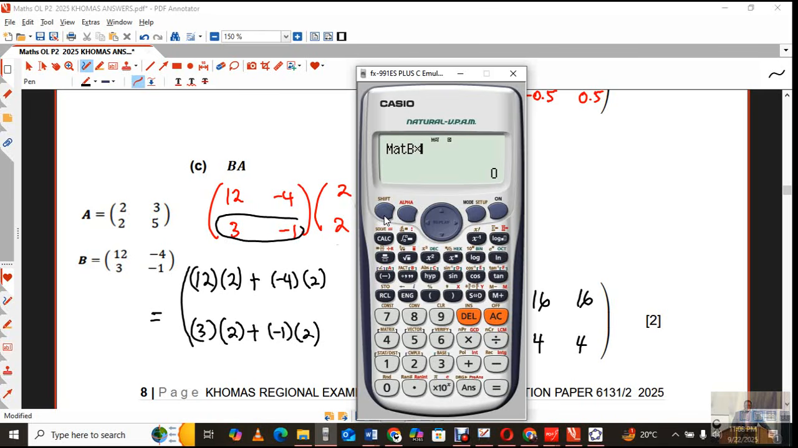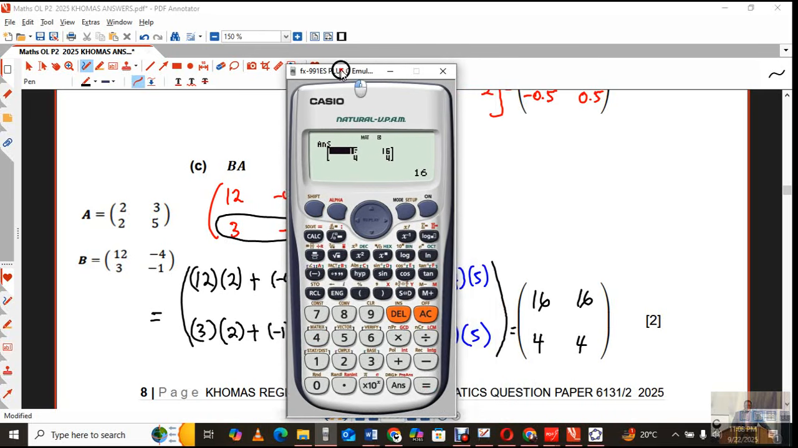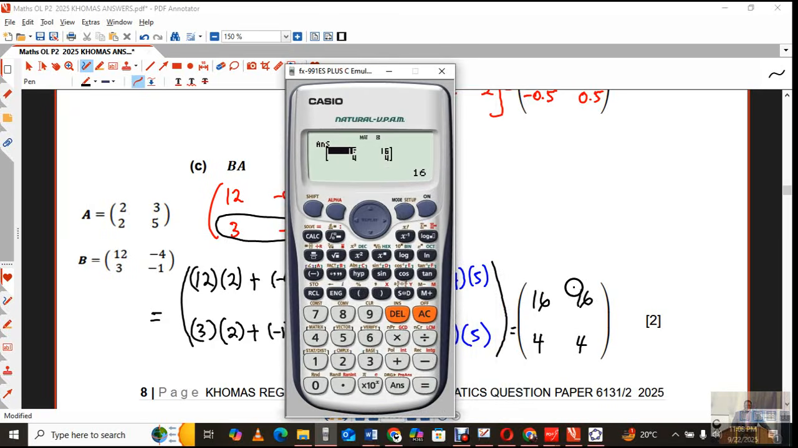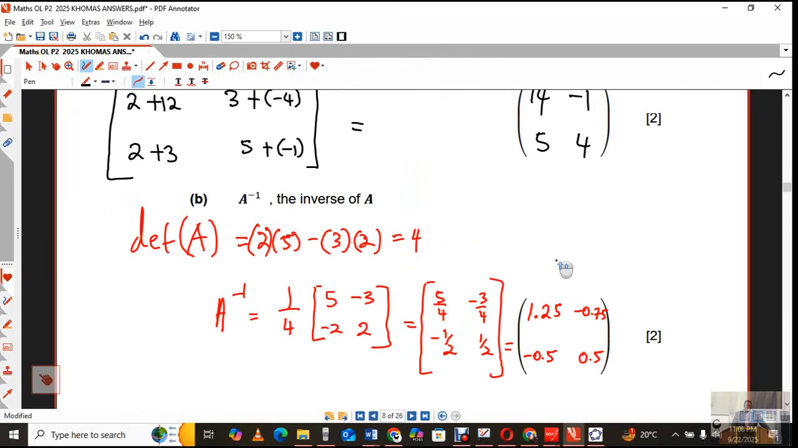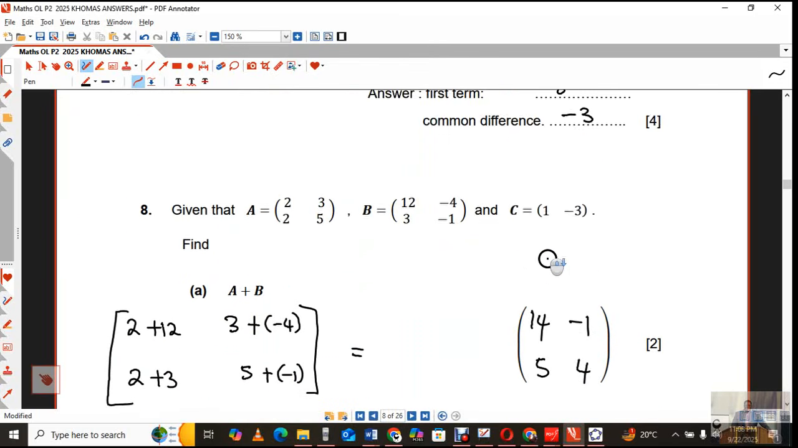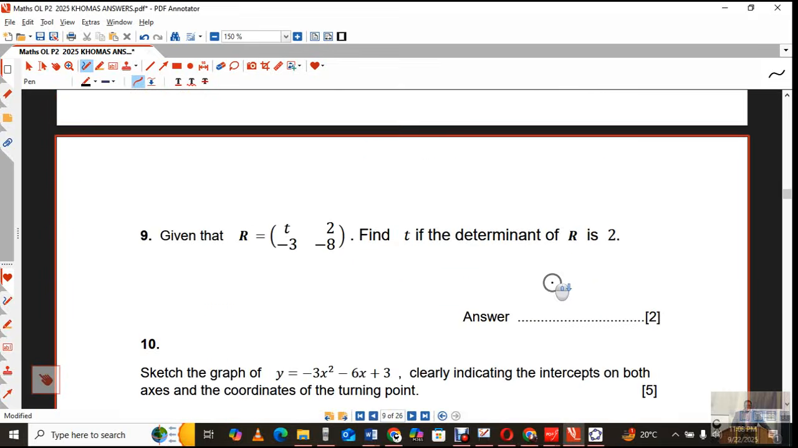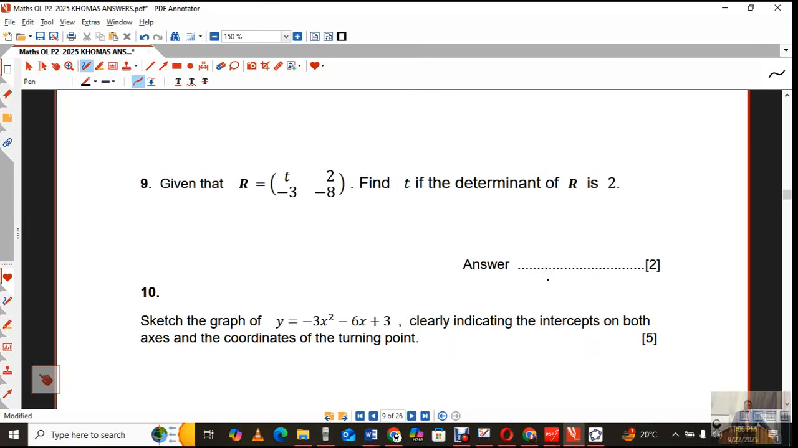Okay, times matrix A now. Matrix A is obviously 3. Okay, if I hit equal to, well, I'll get my correct corresponding elements. 16, 16, can you see that? 16, 16. 4 and 4, respectively. Okay. Right, so I'll just go ahead and clear that later on. But you do not use that. But for those of you who have, there is also one way that you can do this. Okay. All right, good.